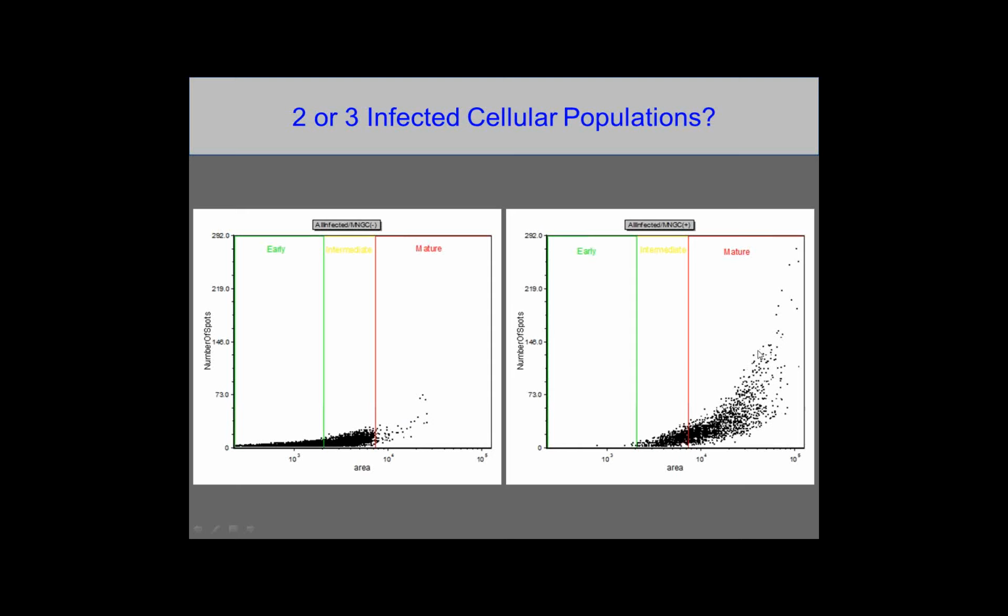And at the same time, the MNGCs seem to be classified as MNGCs only from a certain value of area onward. But we have this population in the middle that is sort of intermediate. So we decided to create a third gate that we named intermediate to describe the fact that these cells are overlapping and have intermediate values of area and number of spots per cell, and two other gates of early infected cells and mature infected cells.